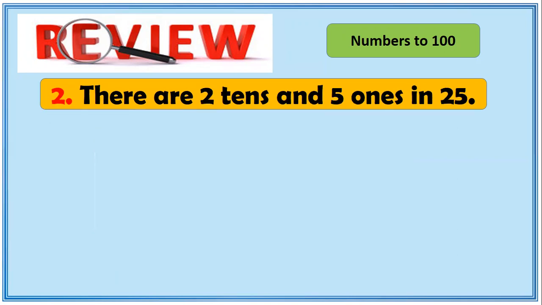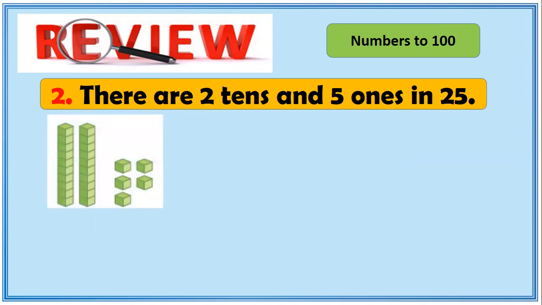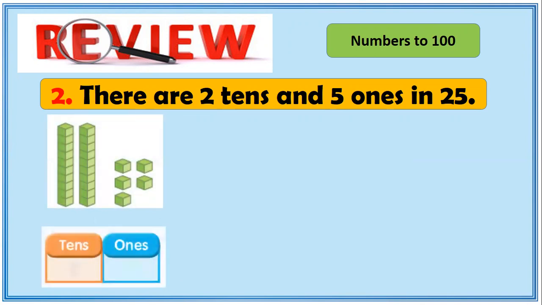For number 2, there are 2 tens and 5 ones in 25. Okay, now look at the illustration. Here we have 2 sets of tens, so we have 2 tens, and then we have 5 ones.